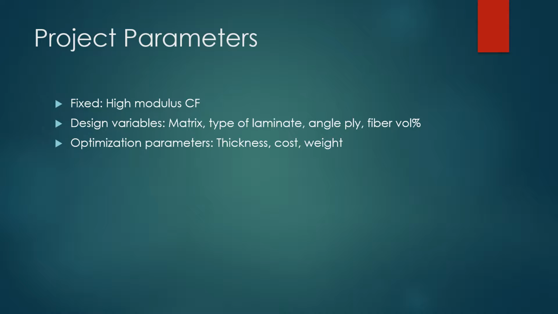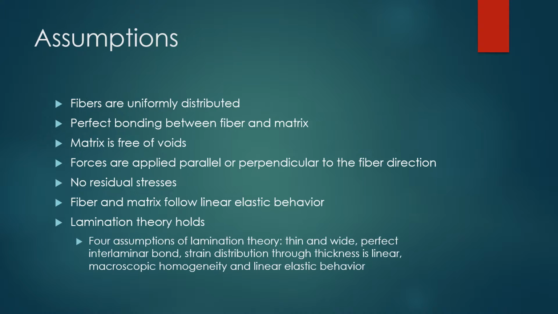Beginning with our project parameters, our fixed variable was that we had a high modulus carbon fiber. Our design variables were the type of matrix, the type of laminate, the angle ply, and the fiber volume percentage. Finally, our optimization parameters were thickness, cost, and weight.